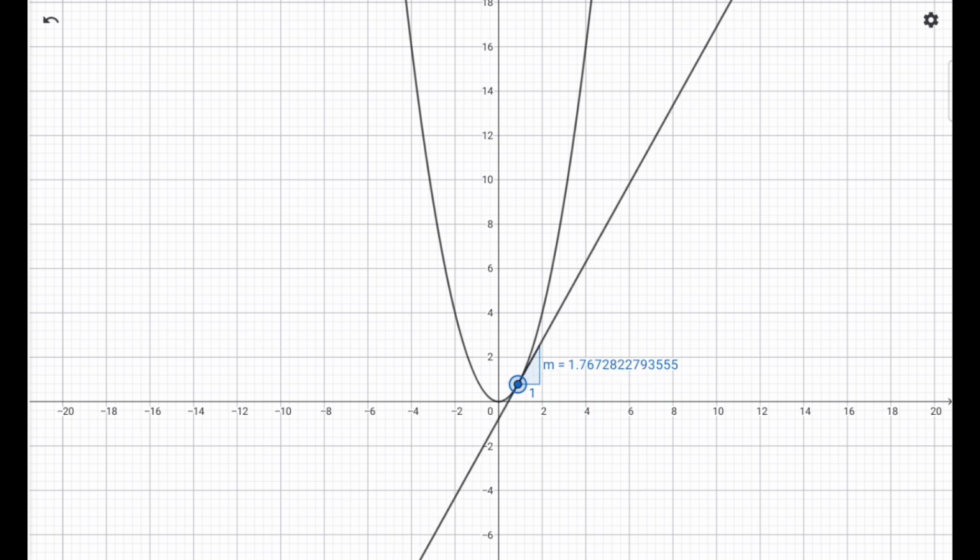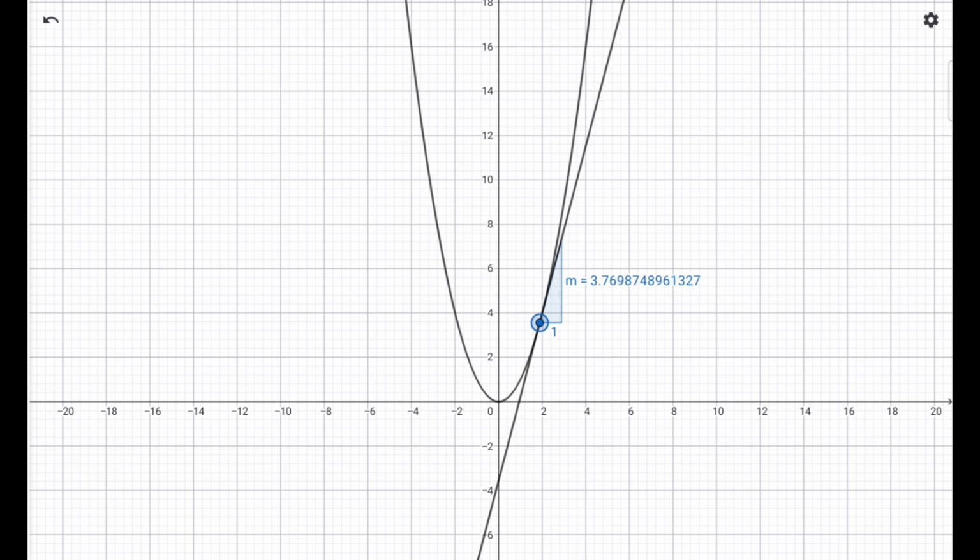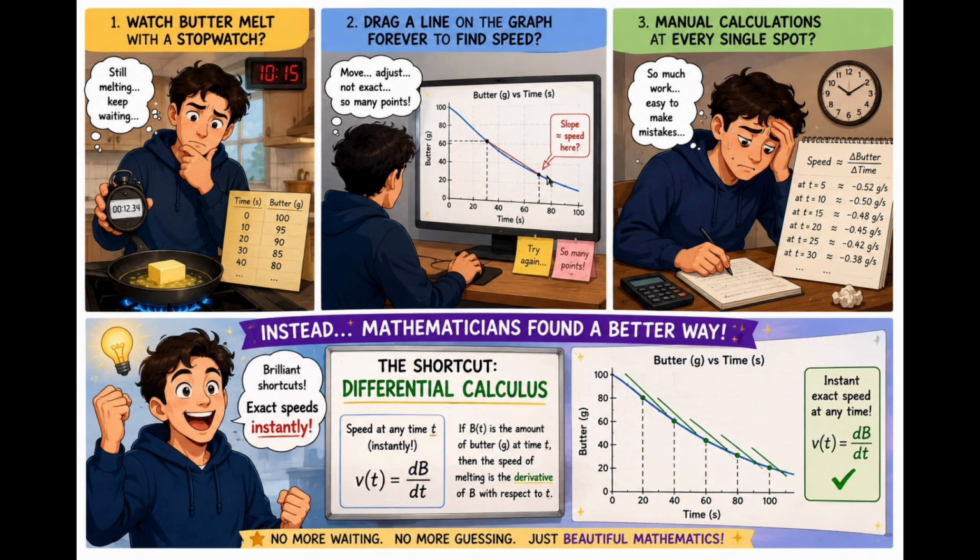But as we drag the point back up the right side, the line tilts higher and higher. It gets steeper and steeper, which means our speed is absolutely exploding upward.